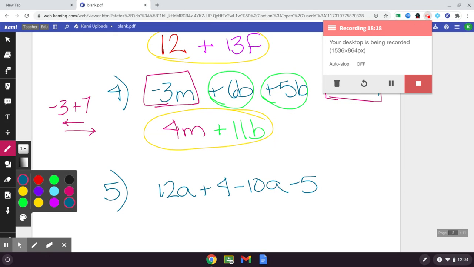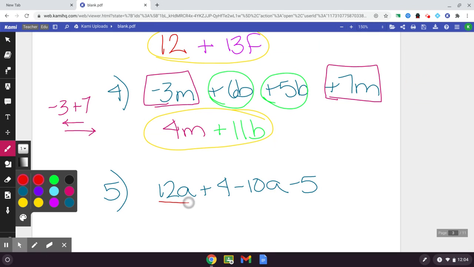So when we go to combine, I see I have a. So I have 12a, and then right here I also have an a. So I can combine 12a and negative 10a. So I'm going to think in my head 12 plus negative 10. So if I go forward 12, I go back 10, where would I be? Positive 2. So I have 2a.